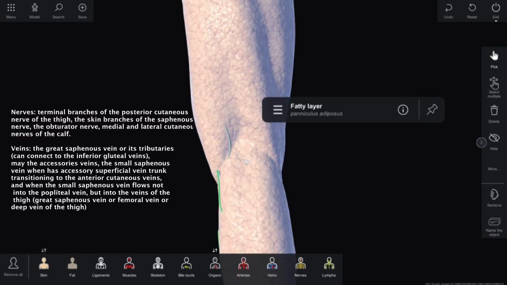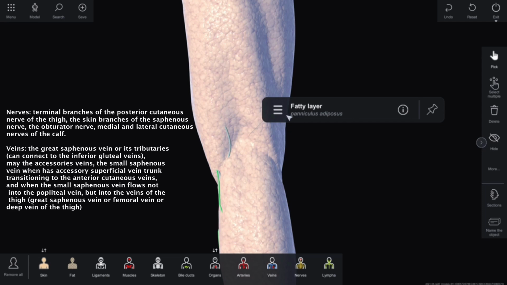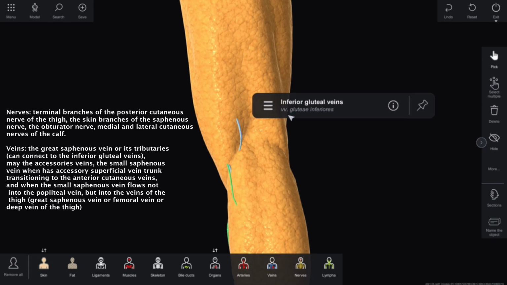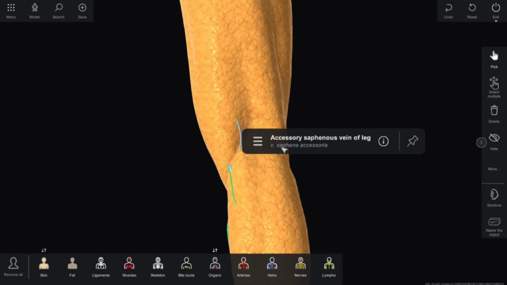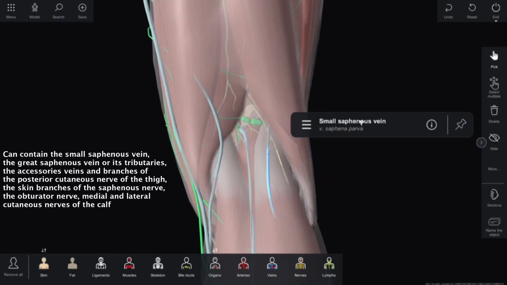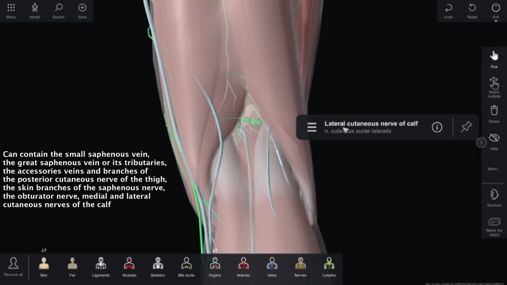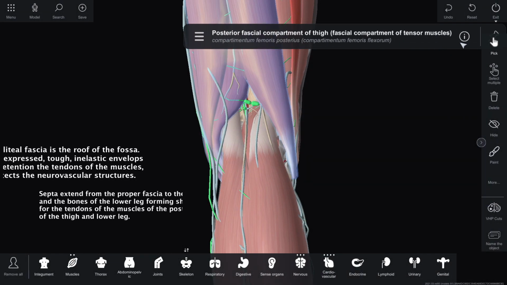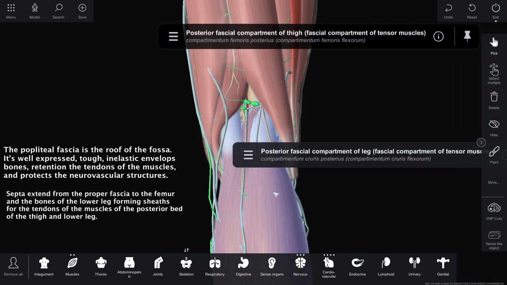Subcutaneous tissue expressed in the center has skin branches of nerves and could have the great saphenous vein or its tributaries. Superficial fascia has no features, could contain the small saphenous vein and the skin branches of nerves. Posteriorly, the lateral fascia relates to the popliteal fascia and passes into the fascia of the lower leg, having superficial and deep layers.